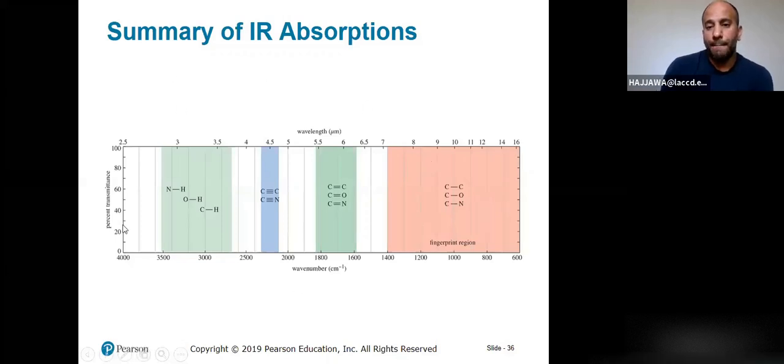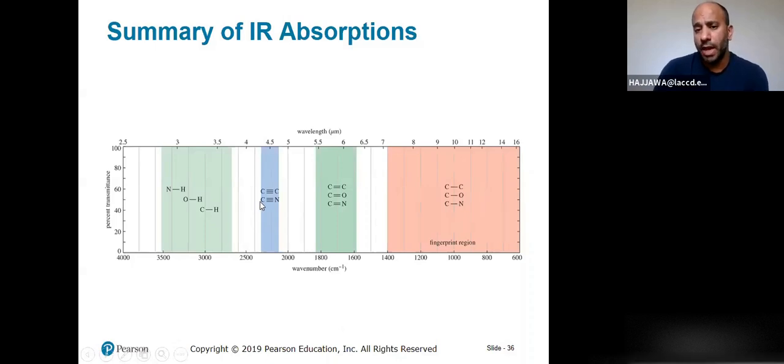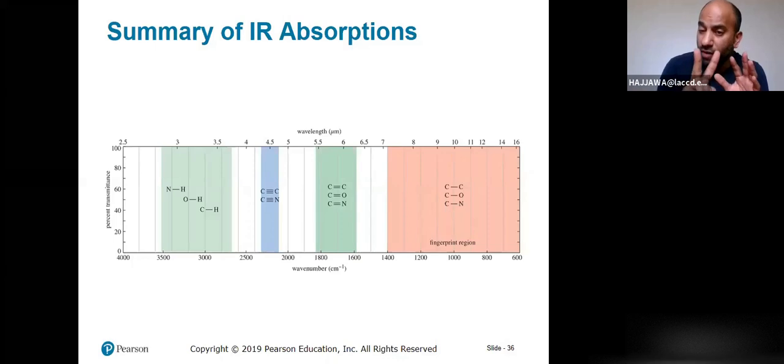This is basically a summary of all these bonds, where they usually show up. And as I mentioned, we don't rely on the fingerprint region. We usually try to use the area 1400 all the way to 3500 in order for us to extract what functional group we have. So do not use IR to tell connectivity of a compound, as I could easily give you an alcohol mixed with an alkene, and you can't tell, do I have a compound that has both functional groups, or do I have two compounds being mixed together?